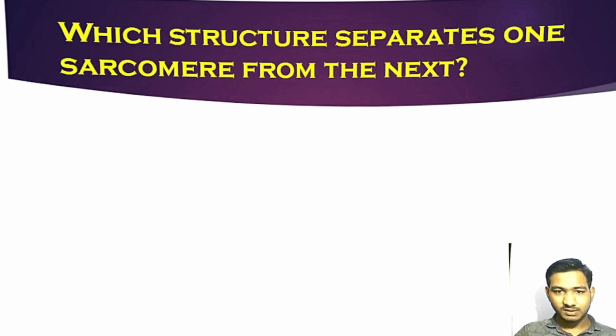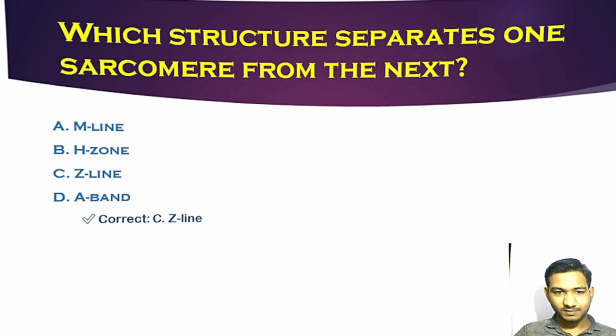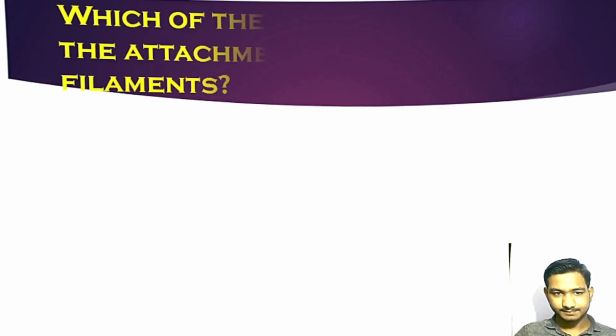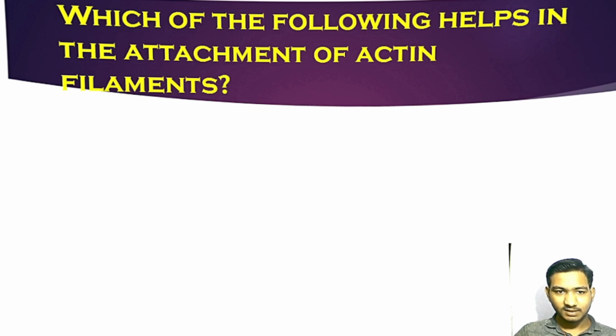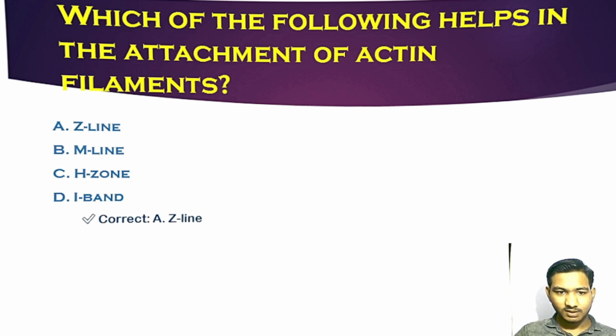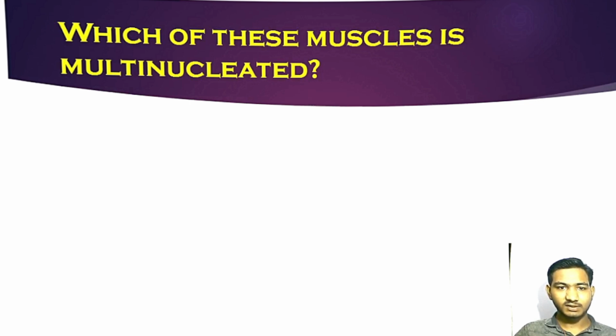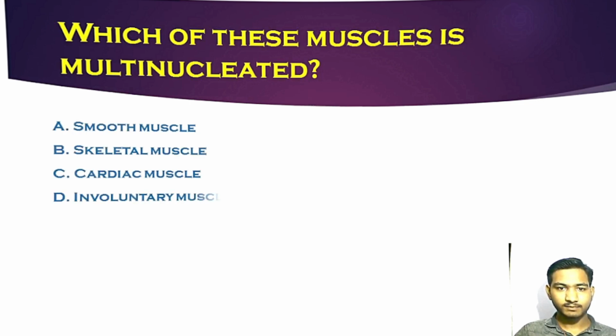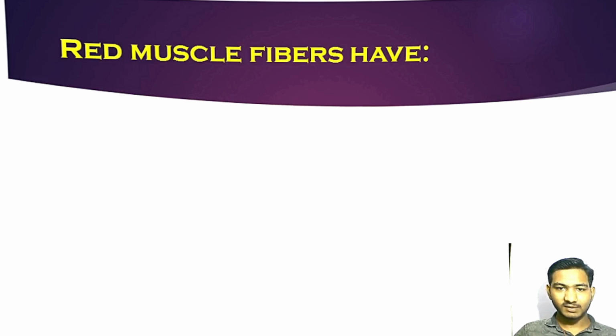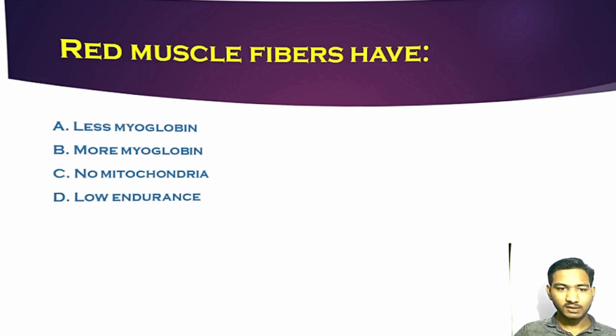Which structure separates one sarcomere from the next? The Z line separates one sarcomere from the next. Which of the following helps in the attachment of actin filaments? Z line. Which of these muscles is multinucleated? Skeletal muscle. Red muscle fibers have more myoglobin.